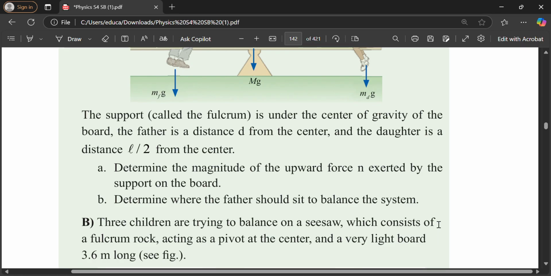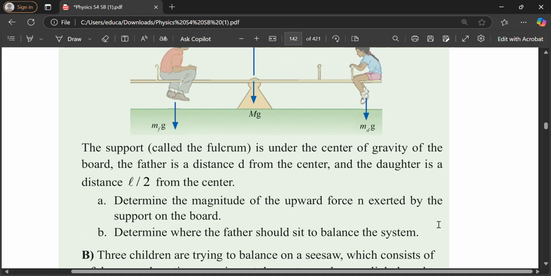So the father is a distance d from the center and the daughter is a distance L/2 from the center. Determine the magnitude of the upward force N exerted by the support on the board. Determine where the father should sit to balance the system.